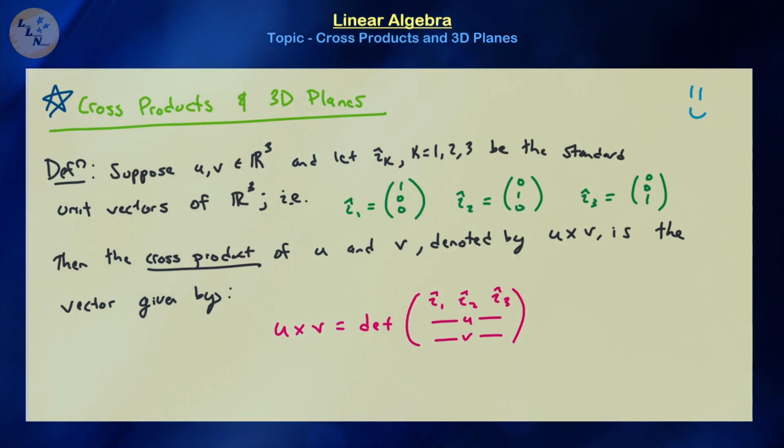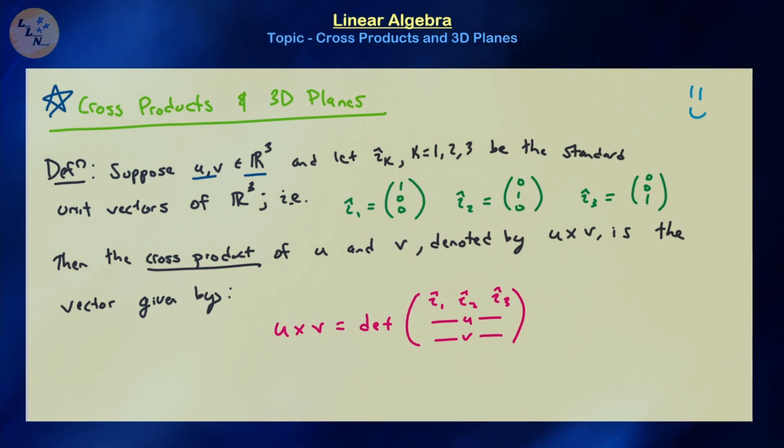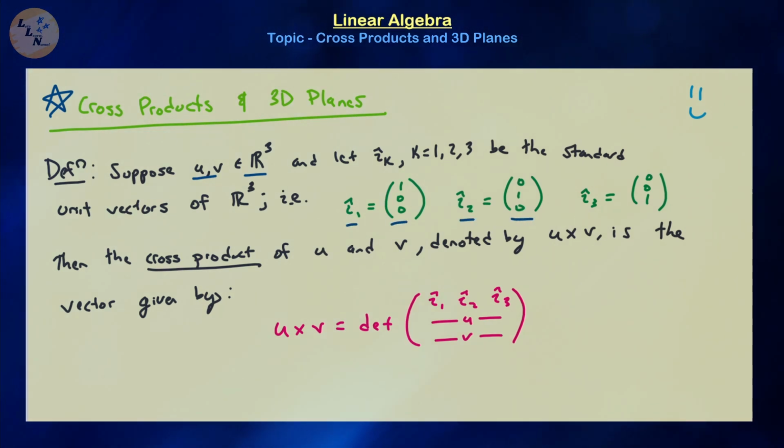So let us assume that u and v are both vectors in the vector space R3, and let i_k be the standard unit vectors of R3. In particular, i1 is going to be (1, 0, 0), i2 is going to be (0, 1, 0), and i3 is going to be (0, 0, 1). So i_k is just going to be equal to a bunch of zeros except for a 1 in the kth position, or the kth row of that vector.